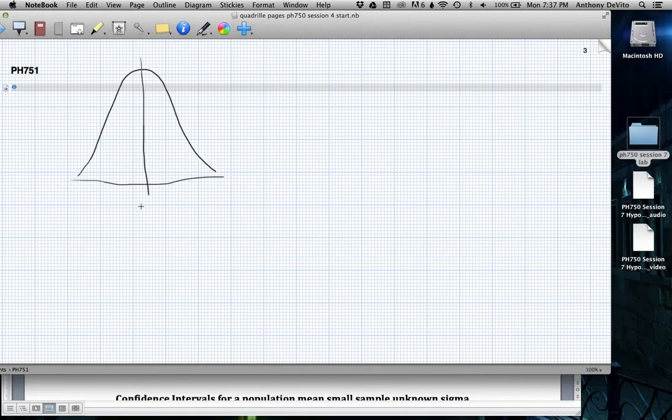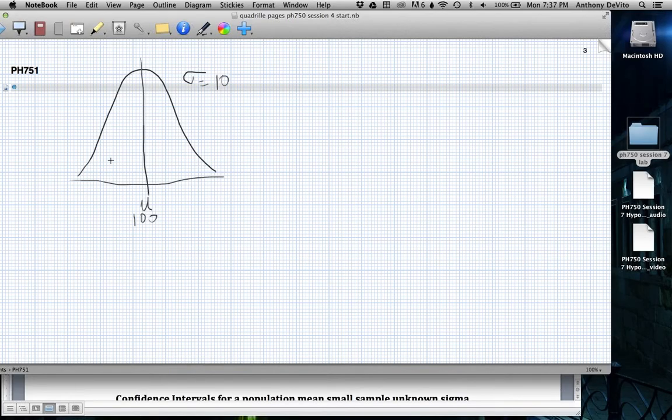Okay, so the population mean you might call mu, and the spread of the population distribution is described by the standard deviation, or sigma. So the mean might be 100, let's say. The standard deviation might be 10.